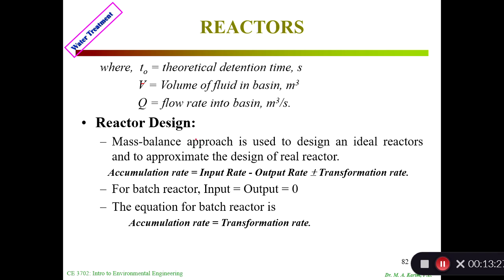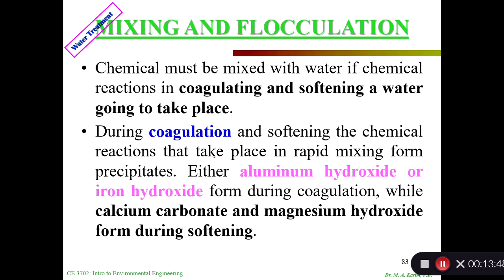For the reactor design, we use the mass balance equation. For a batch reactor, input equals output equals 0 because nothing is flowing, and the equation for the batch reactor is accumulation rate equal to transformation rate. We learned some of those in topic 1, right? Mass balance and other things. So definitely this background is helpful over here.